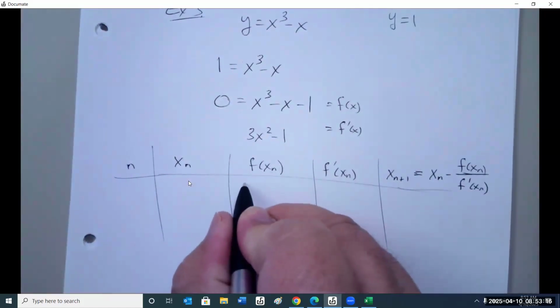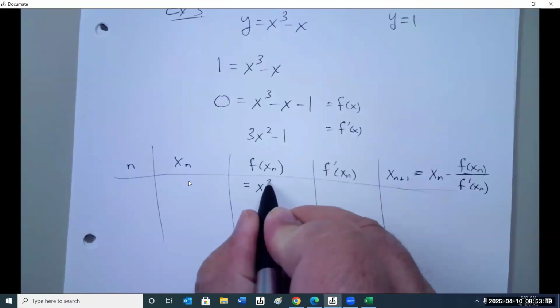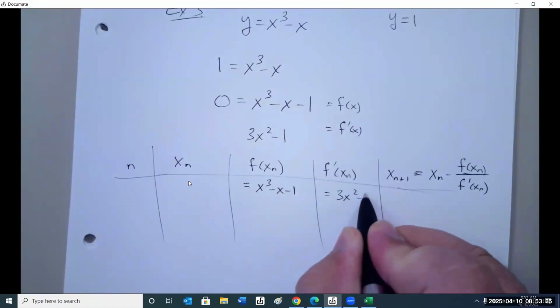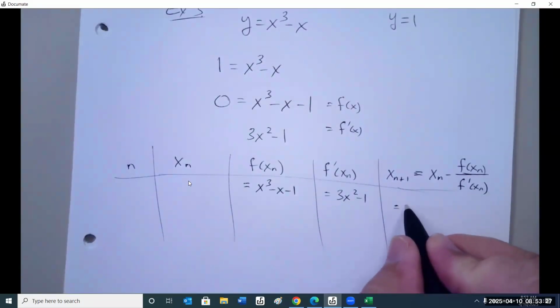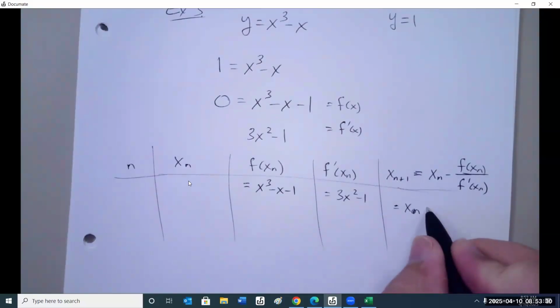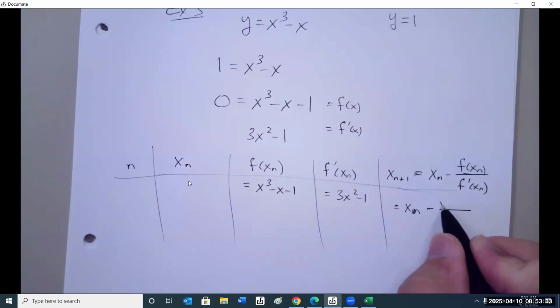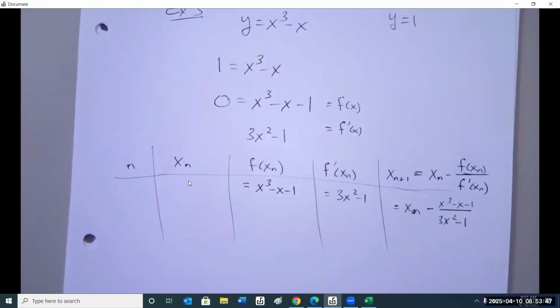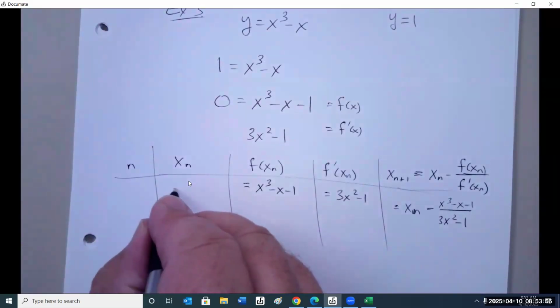So what is f of xn going to look like? That's going to be x cubed minus x minus 1. This one's going to be 3x squared minus 1. This one's going to be whatever x sub n we chose, minus x cubed minus x minus 1 over 3x squared minus 1. This is our initial guess.